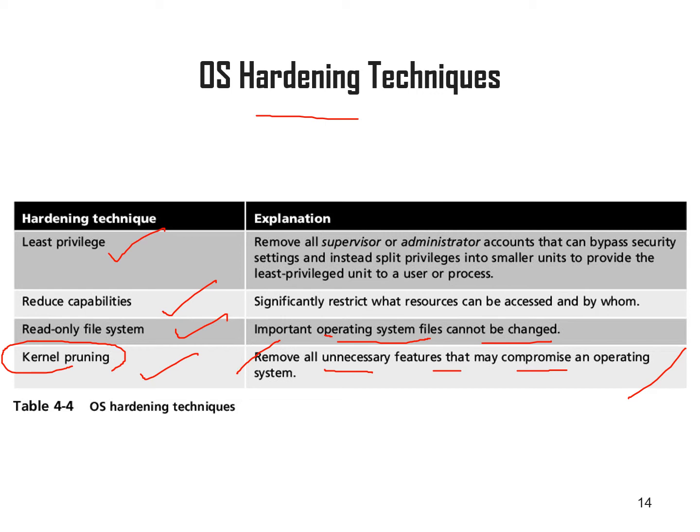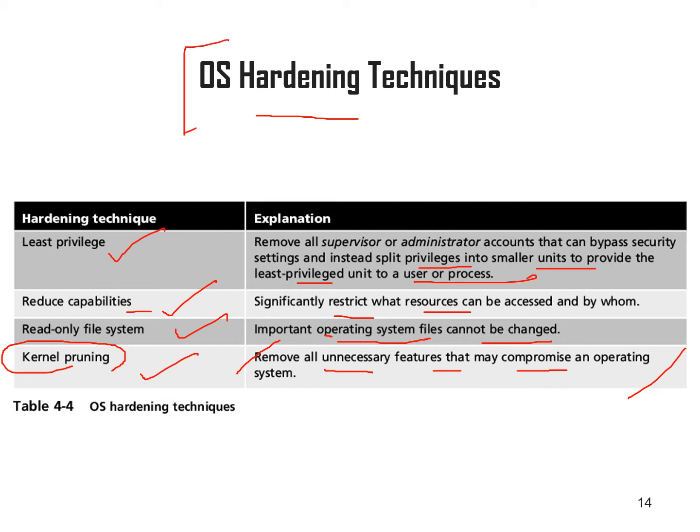I can give some authorization security for some particular files. Reduce capabilities significantly restricts what resources can be accessed and by whom, right? So this is actually reducing the capabilities. Least privileges: remove all the supervisor and administrative accounts, and we can split the privileges into smaller units to provide the least privileges to a user or process. So that is actually providing the least privileges.